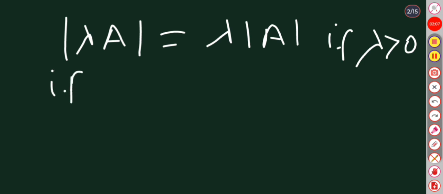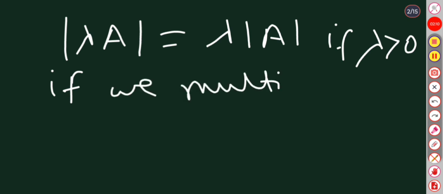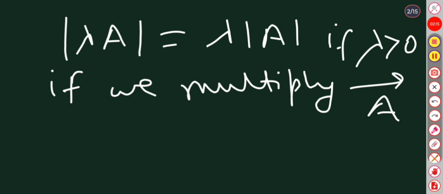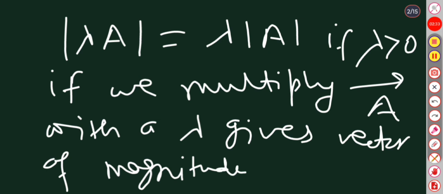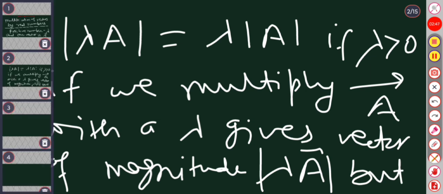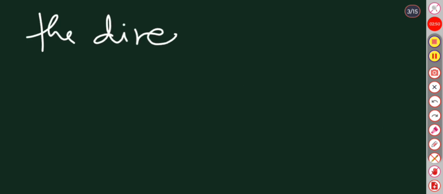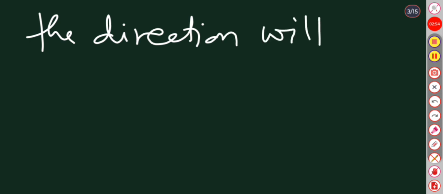If we multiply vector a with a positive number lambda, it gives a vector of magnitude lambda times the magnitude of vector a, but the direction remains the same as a.